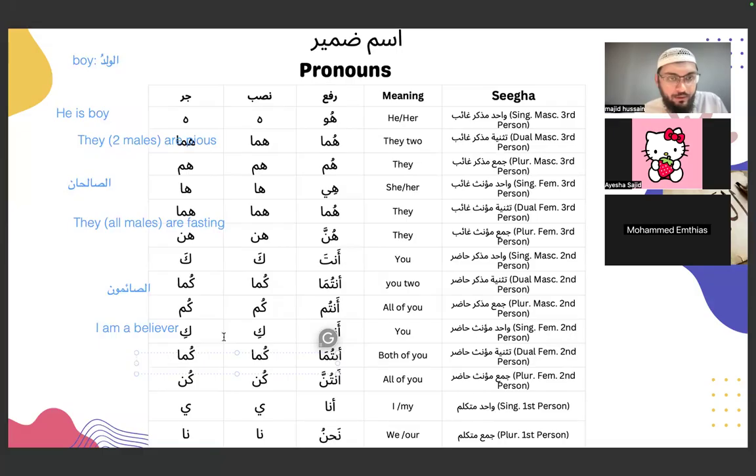So these examples will get more hands-on as we keep on practicing, and this table is in front of you. Remember a key rule here: as the dhamir, the pronoun, is changing, the word that comes after will also change. If the pronoun is singular, the word after it will also be singular. If the pronoun is dual, the word after it will also be dual. Like we did in the example, the two males are pious. So what did we say? We say huma salihan. We change salihun to salihan, two pious people, because we are referring to huma. Huma means they two.